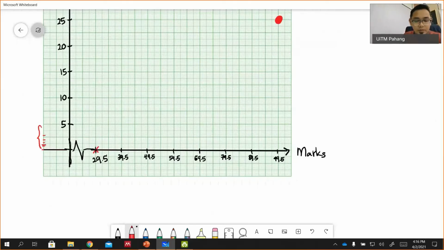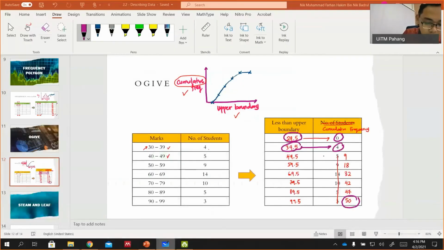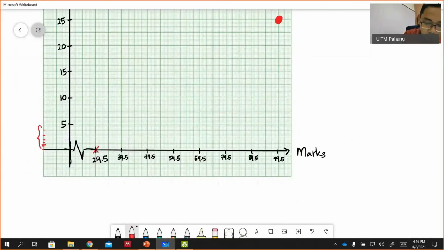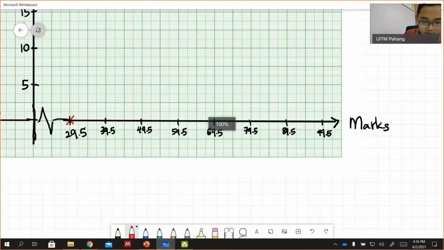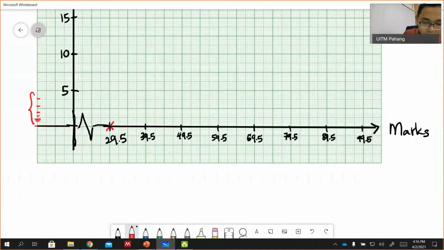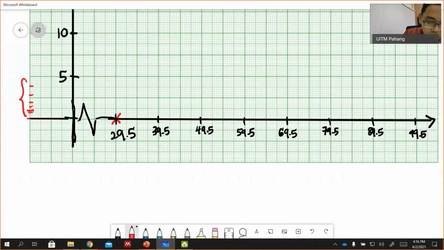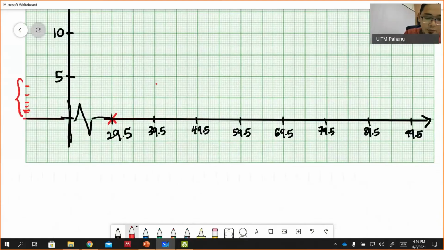Now you want 4. So 4 will be somewhere around here. It must be exact on your graph paper. I can't show clearly, but I hope it's clearer now. So 39.5 should be 4. 4 should be somewhere around here, yes, somewhere around there.